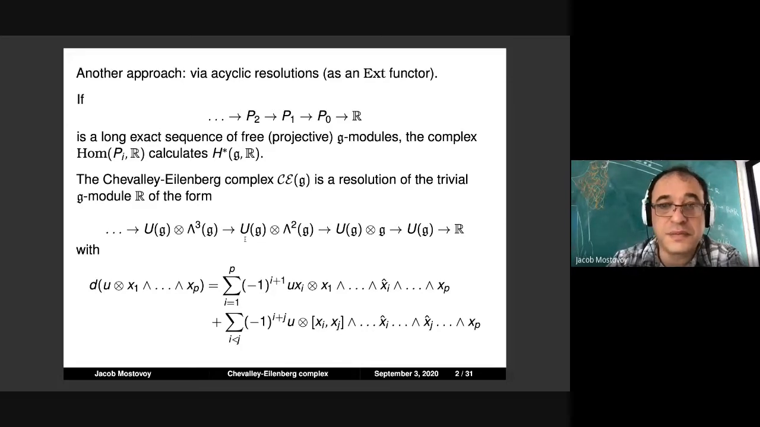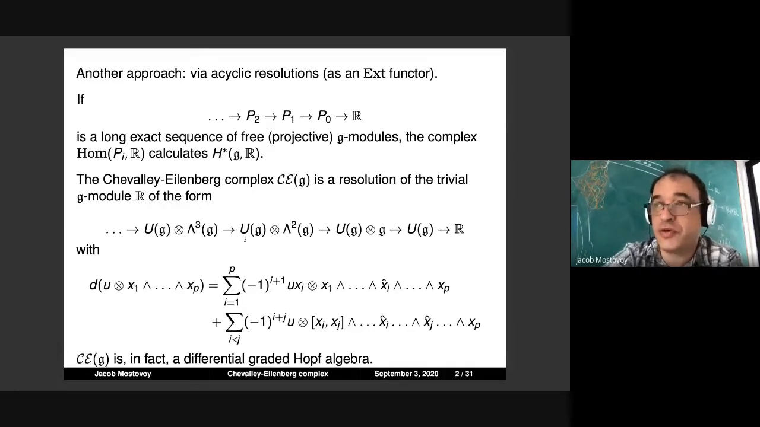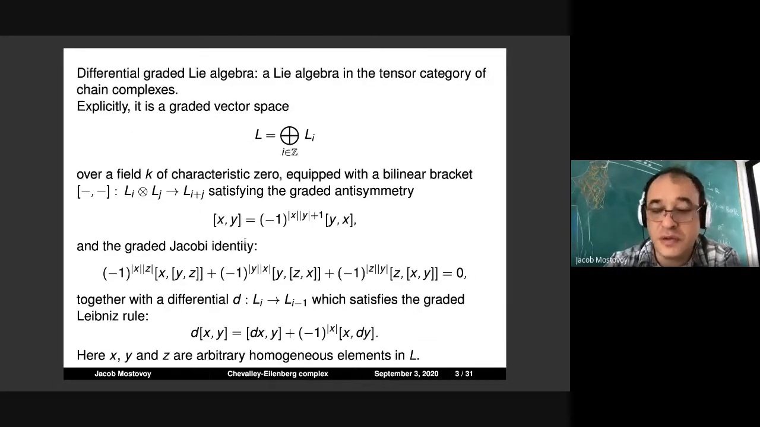In order to calculate the cohomology of a Lie algebra, we only need this Chevalley-Eilenberg complex as a G module. But it turns out that in fact it has more structure. It's a differential graded Hopf algebra, and this is the main point of my talk. So let me just remind you what differential graded things are.